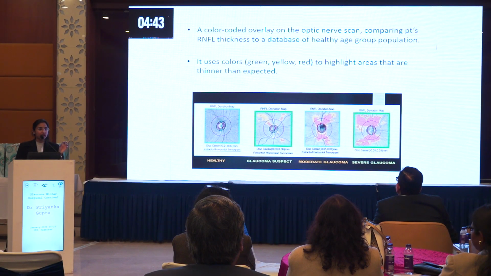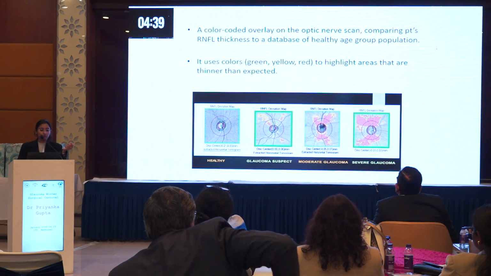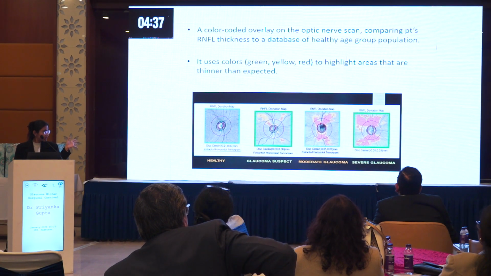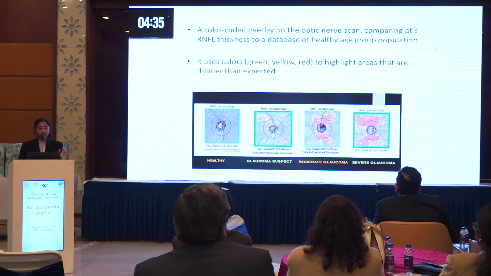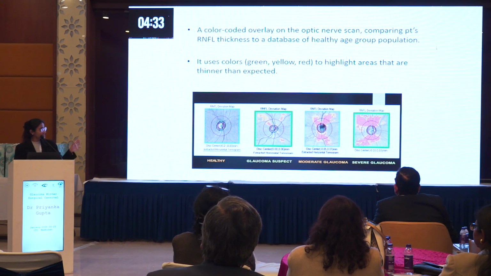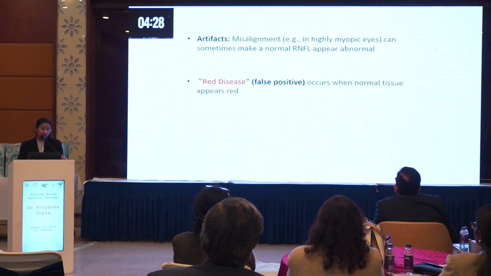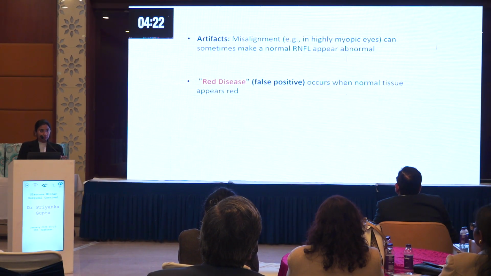In the second figure, there are slight areas of yellow, which is a moderate glaucoma, just a suspect. Then when you have more red areas, there's a moderate glaucoma, and when you have extensive red areas, it indicates a severe glaucoma. Now this can be of importance in high myopic patients, where the RNFL is already thinner. So in those patients, you have to be very cautious, otherwise you'll have what you call a red disease. A normal looking RNFL would be flagged as red.